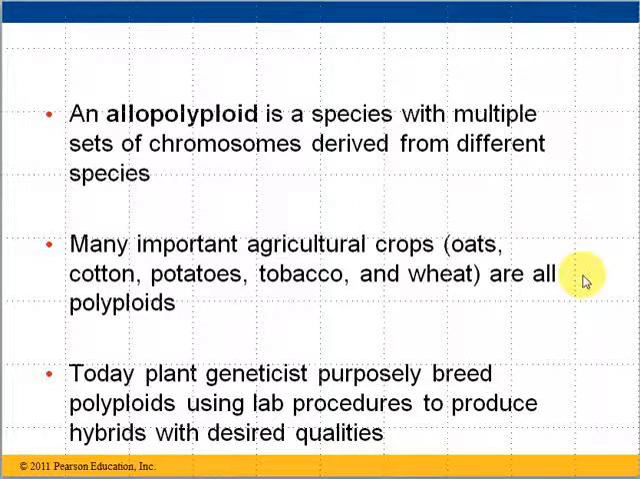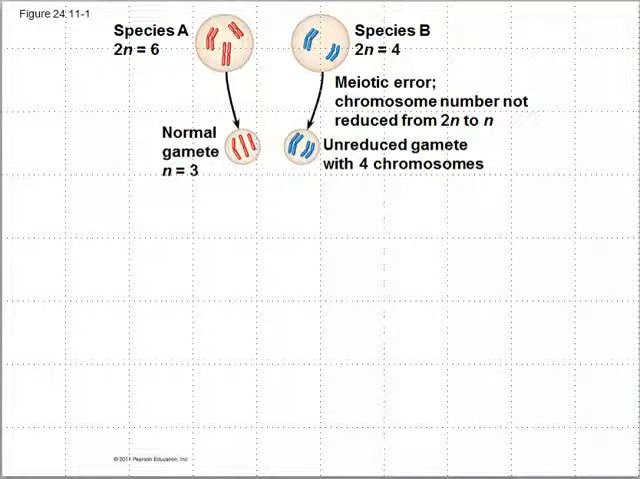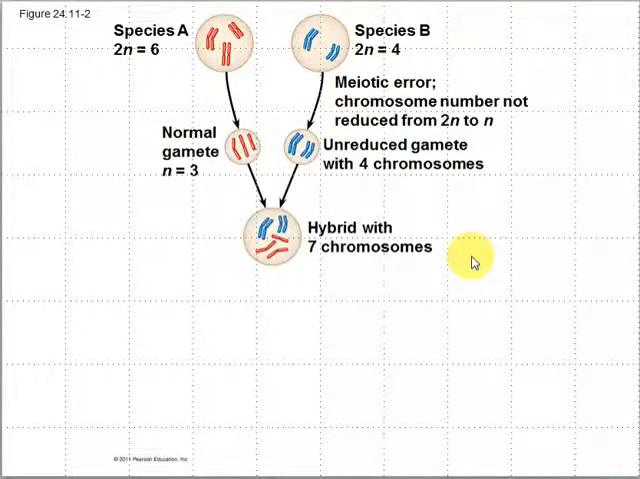Your textbook on page 496 gives a little diagram that shows an example of one mechanism for an allopolyploid speciation in plants. Remember, allopolyploid is where they have multiple sets of chromosomes from more than one species, from different species. So here you have species A and species B. Species A produces a normal gamete. Species B undergoes some sort of meiotic error in the copying process, and so it has a gamete that is doubled up in the number of chromosomes. It should have half that amount. And then when those two combine, you get a hybrid that has 7 chromosomes.